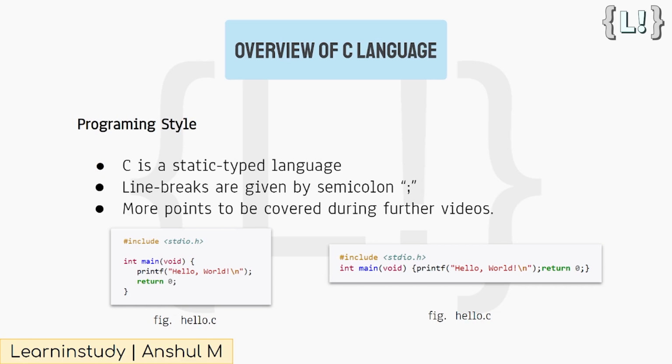Line breaks are given by semicolons. In C language, a semicolon denotes that the line ends here. This is a command which ends here. So these are very crucial points in C language.